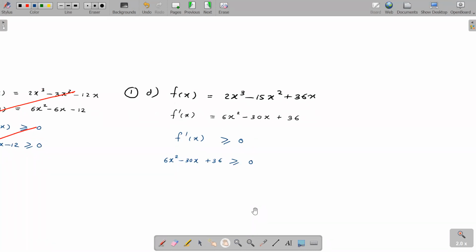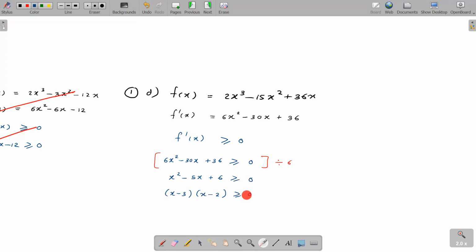This whole inequality I can divide by a 6, and that will not affect the sign of the inequality because I'm dividing by a positive figure. So I end up getting 6x square divided by 6 is x square, 30 divided by 6 is 5x, 36 divided by 6 is 6. This will be factorizing nicely, right? (x minus 3)(x minus 2). So basically we have a quadratic inequality.